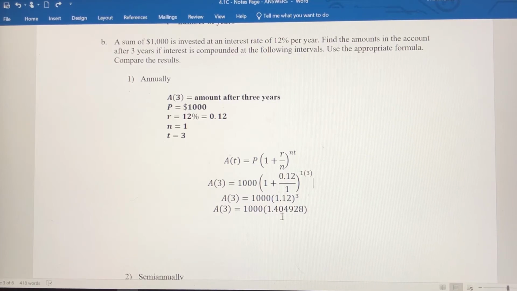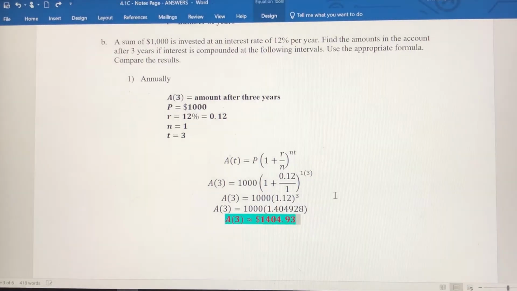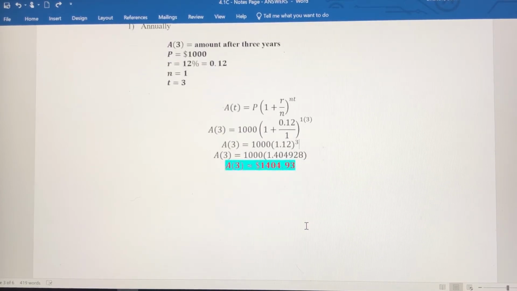I've taken this out far enough that I can round to the nearest cent because we're talking about money here. So when I multiply, after 3 years, just compounding annually, once per year, I should have $1,404.93. The more often you compound, the more interest you would earn, and let's show that with the next example.